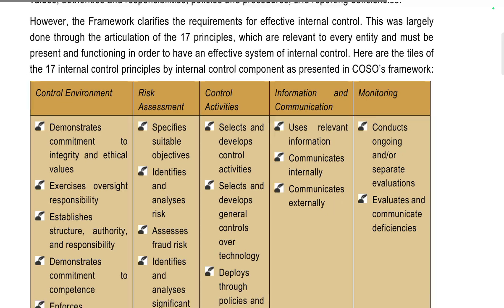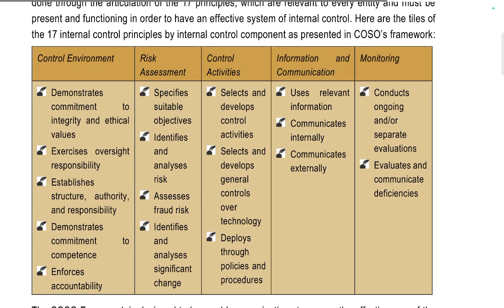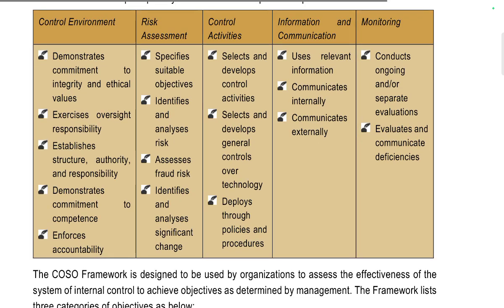Here is a list of the 17 internal control principles and internal control components of the COSO framework. Control environment, risk assessment, control activities, information and communication, and monitoring. Control environment: demonstrating commitment to integrity and ethical values, exercising oversight responsibility, establishing structure, authority and responsibility, demonstrating commitment to competence, enforcing accountability.